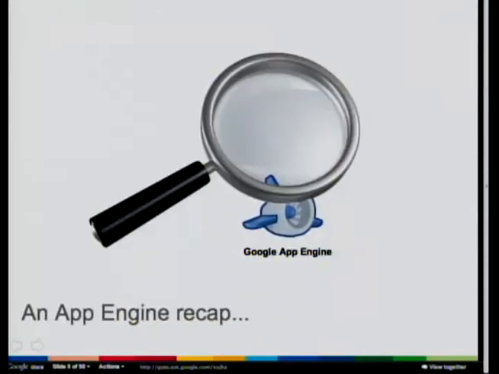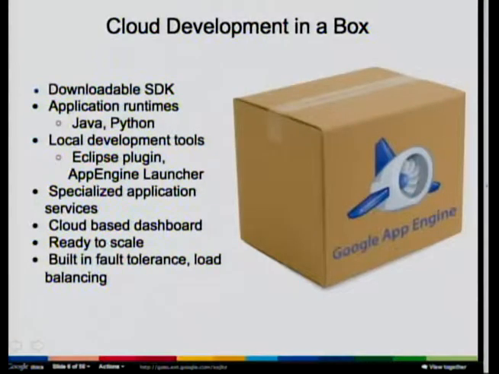Okay? So let's talk about App Engine again. For the folks who did not attend my earlier talk or who are just starting or haven't actually tried out App Engine, App Engine itself is a cloud development kit in a box. It's a downloadable SDK. So you go to the website code.google.com/appengine, and you can read the documentation and download an SDK, a software development kit, locally on your machine. You can create an application, using Python or Java, and create and test your application locally.